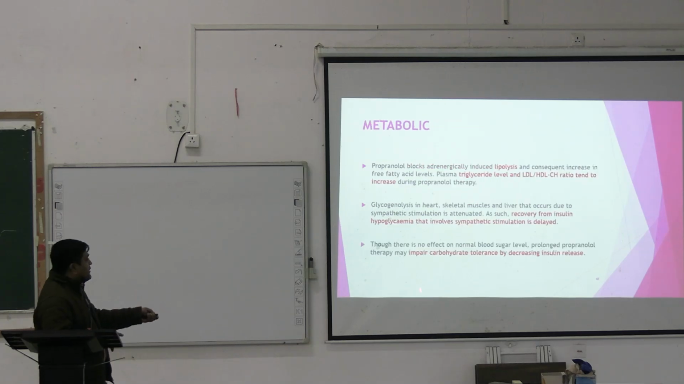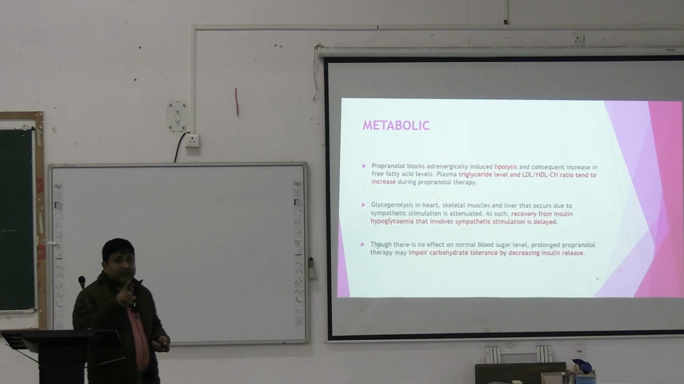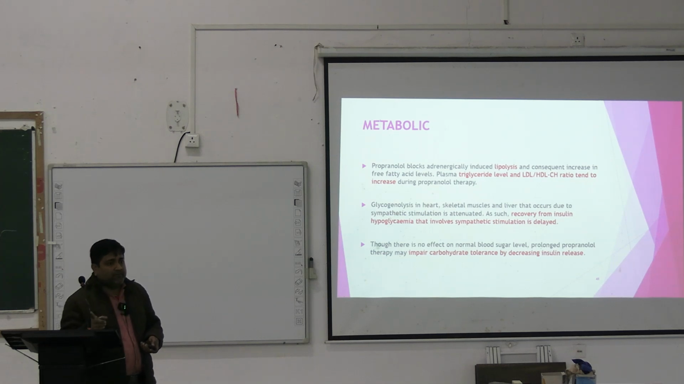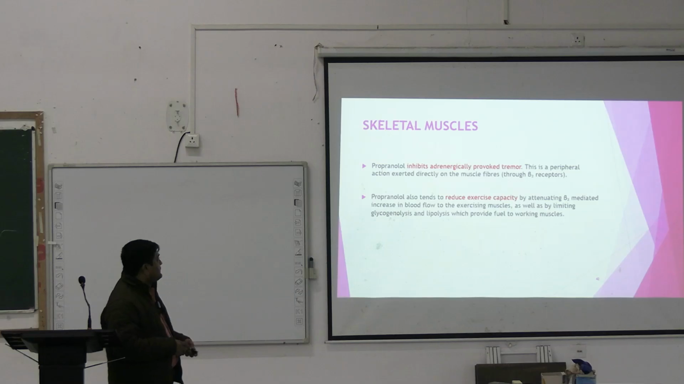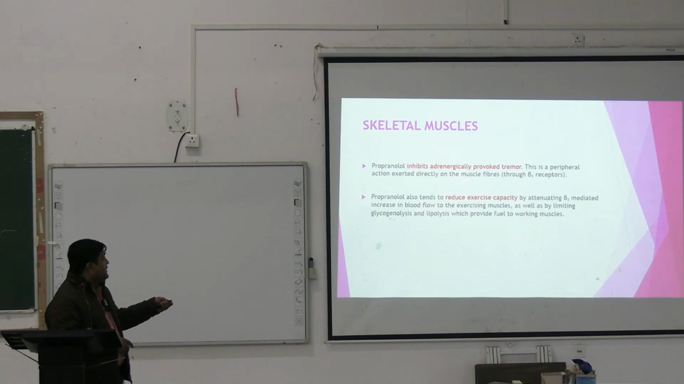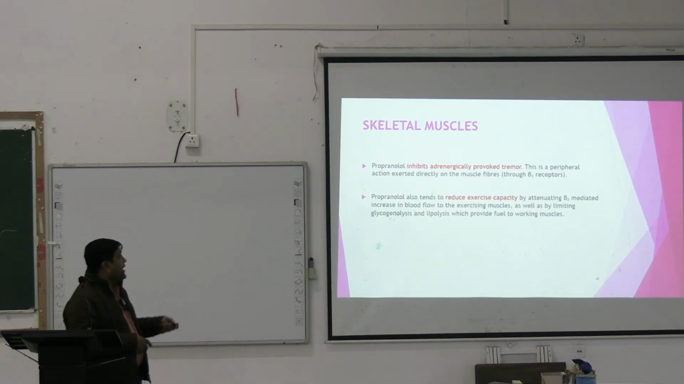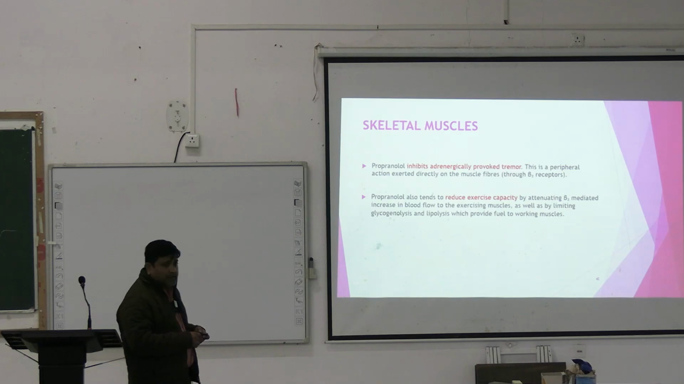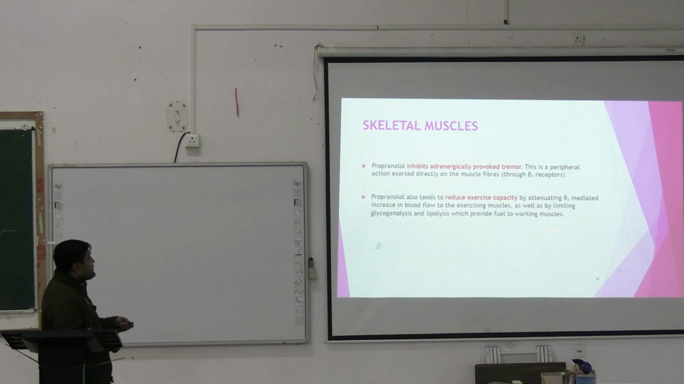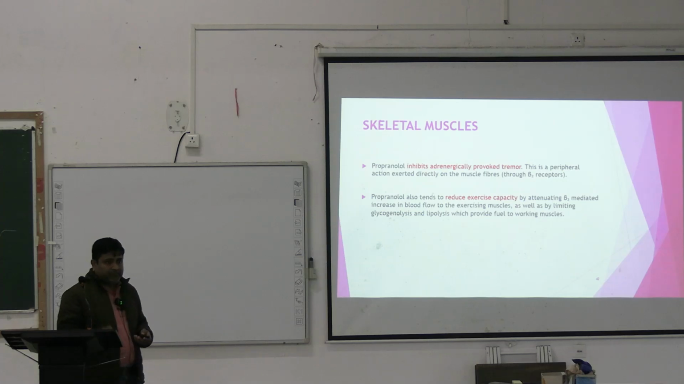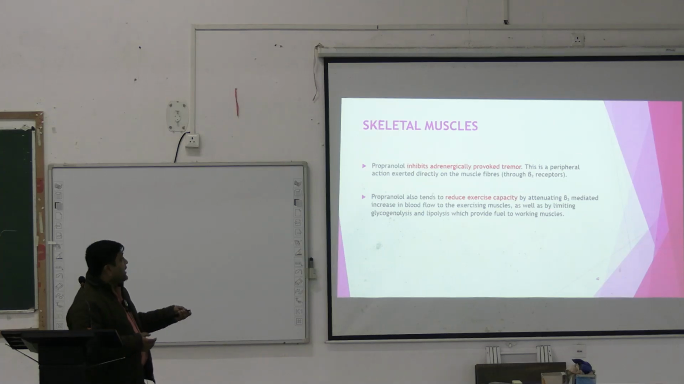Also, beta blockers basically convert pre-diabetic patients to diabetes because of impaired carbohydrate tolerance. Now, in skeletal muscle, propranolol inhibits adrenergically provoked tremor mediated by beta 2 receptors. Propranolol also tends to reduce exercise capacity by attenuating the beta 2 mediated increase in blood flow.